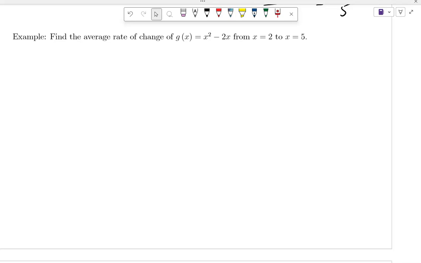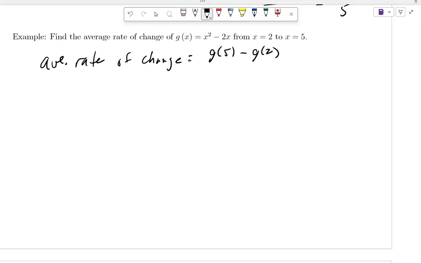Ready to chat about it? All right. So again, we do an average rate of change. How do we compute it in this example? Good. So remember where you ended up, where you started, right? Where you ended up goes first. Where you started goes second. Outputs on top, inputs on bottom.